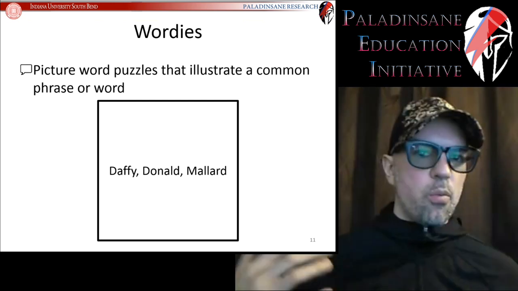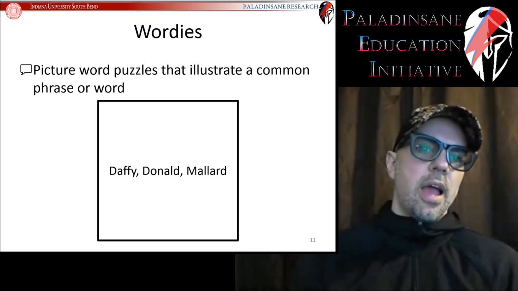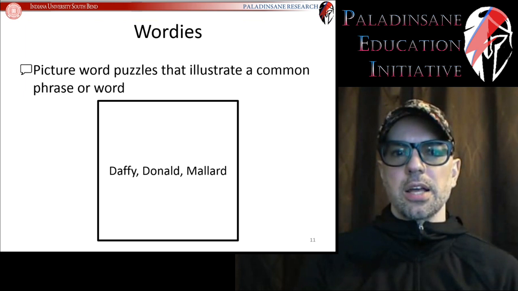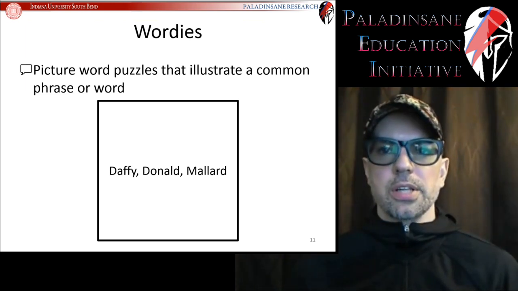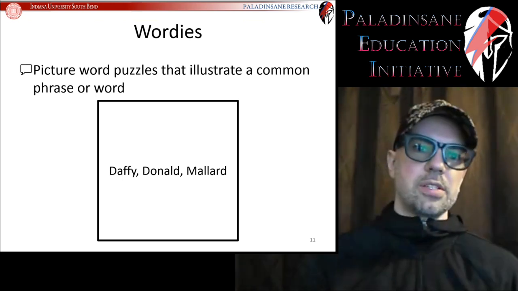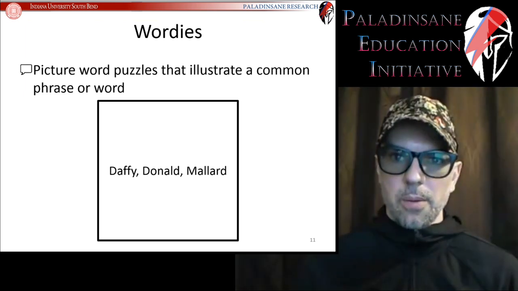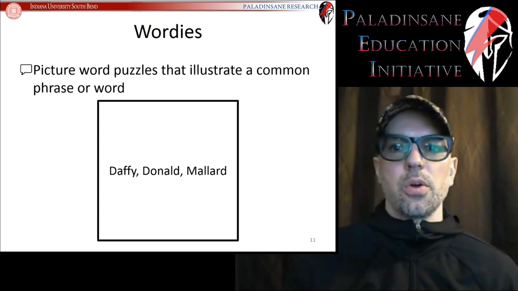And you might be wondering, what is the phrase that this is trying to communicate? The solution comes when we realize that Daffy is a famous duck. Donald is a famous duck. A mallard is another word for a duck. So we have a duck, another duck, and a third duck. These ducks are all in a row. So we have the phrase ducks in a row. That's going to be the challenge for these wordies.